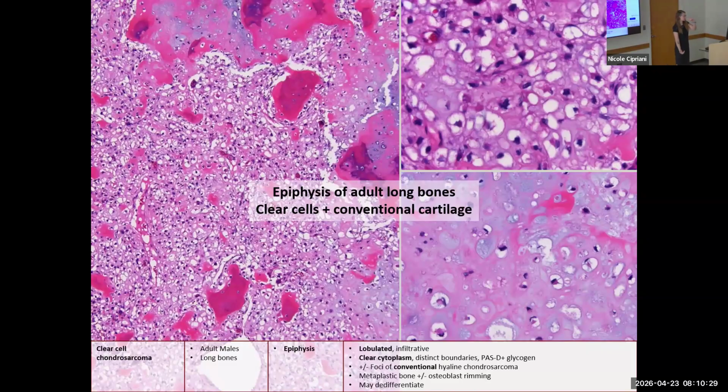So basically the distal caps of the bones. These have islands of conventional cartilage. However, the majority of cells are these clear cells that almost look like they could be epithelioid, but they're not, they're chondroid. And just like other chondrosarcs, this may dedifferentiate.